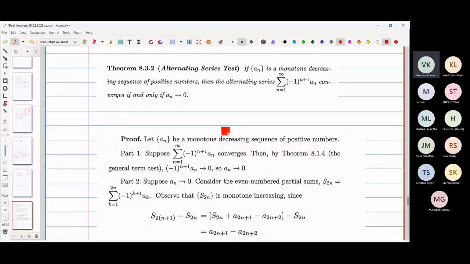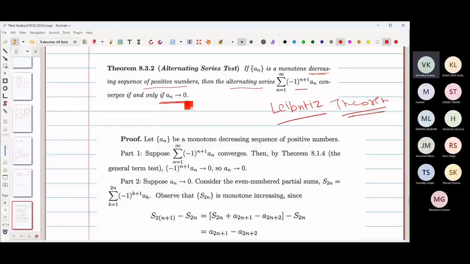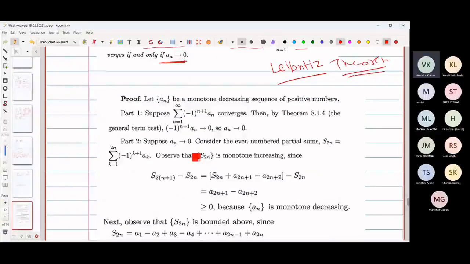This is Leibniz rule. Leibniz theorem for alternating series. It says that for a monotonic decreasing sequence of positive numbers, the alternating series converges if and only if the limit of the sequence is 0. Okay, so there are two conditions. One is monotonic decreasing and the limit is 0. So initially we consider part 1.